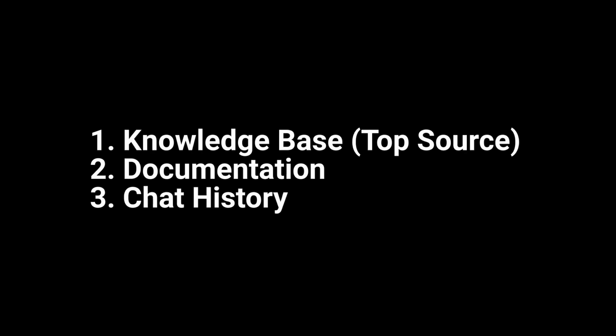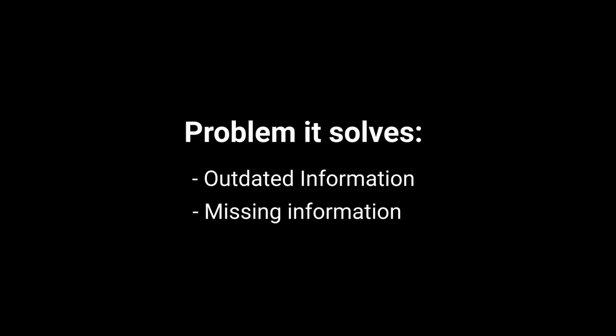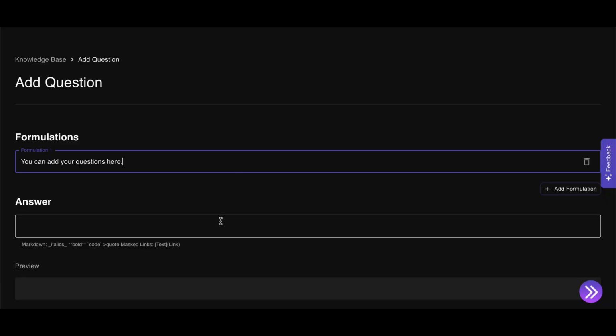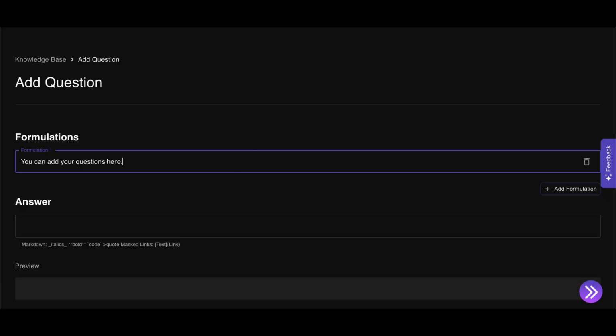Why should you care about adding question answers in your knowledge base? Well, the information you add to your knowledge base supersedes all. So let's say you are worried that the bot might learn from outdated information present in your chat history, or maybe your documentation is not up to date. To solve this problem, you can simply add those questions and answers in your knowledge base, and the bot will only use the information from here to answer.